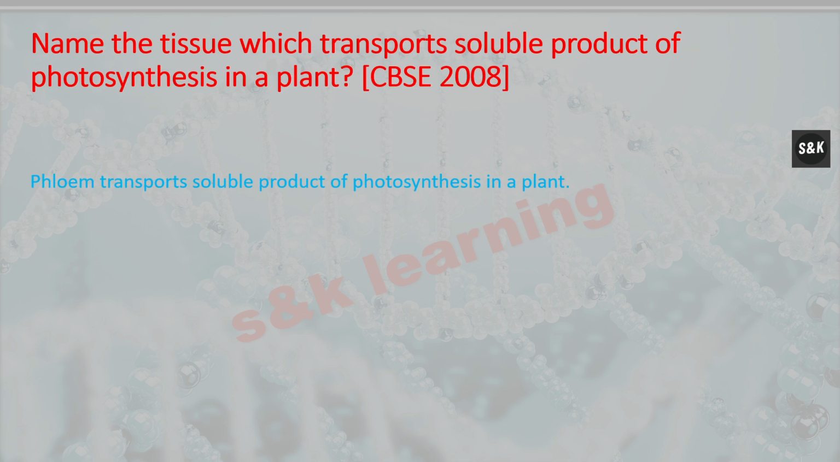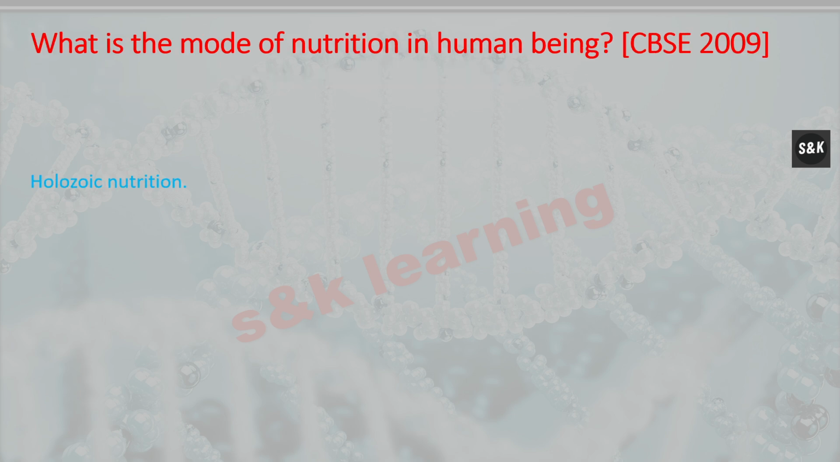Next, name the tissue which transports soluble products of photosynthesis in a plant. Phloem transports soluble products of photosynthesis in a plant. Where does absorption of digested food take place in animals? In animals, that is the small intestine. What is the mode of nutrition in human beings?